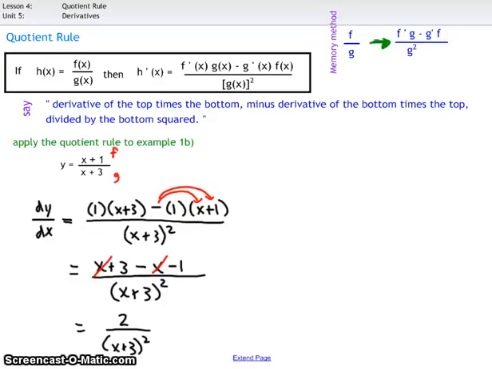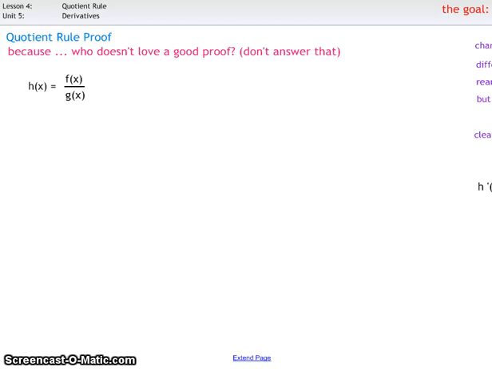Okay, so we've just finished looking at the quotient rule and using it to do one derivative. Let's take a look at the proof for this rule. We're going to take our original function, which is expressed as h of x equals f of x over g of x.